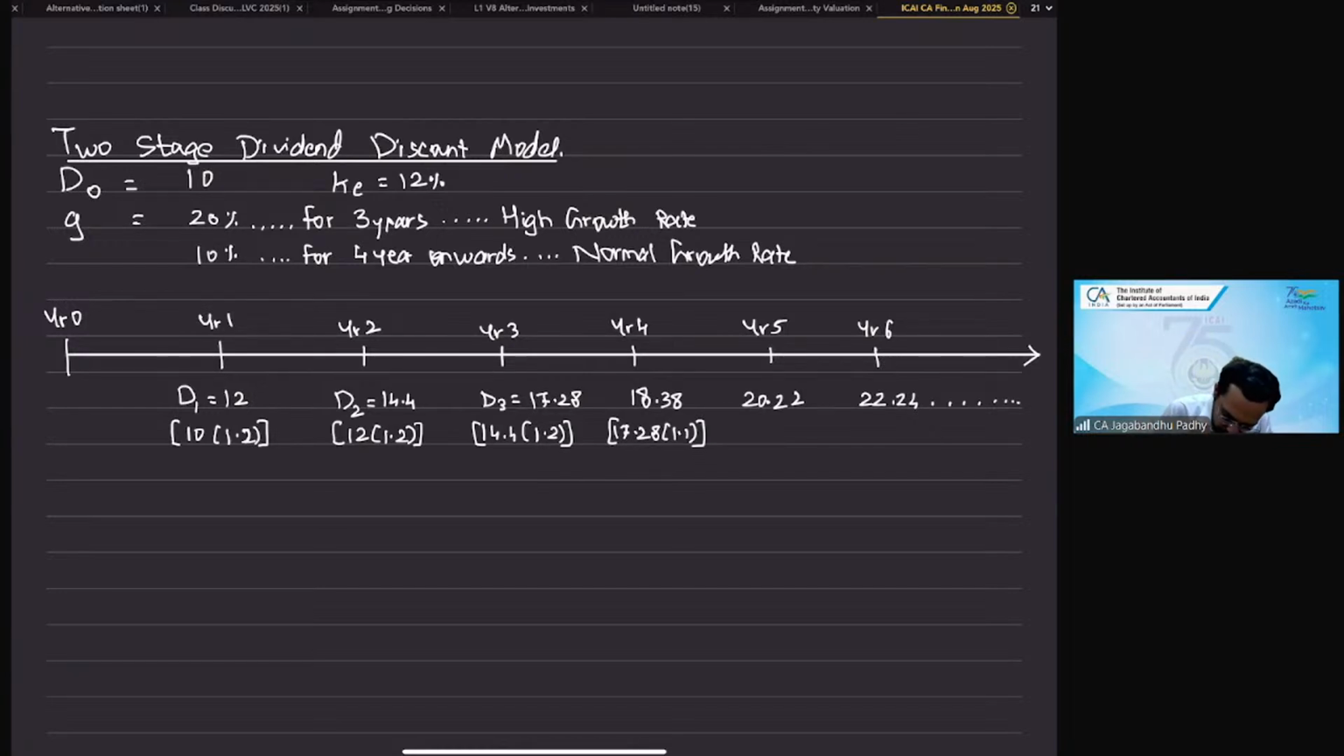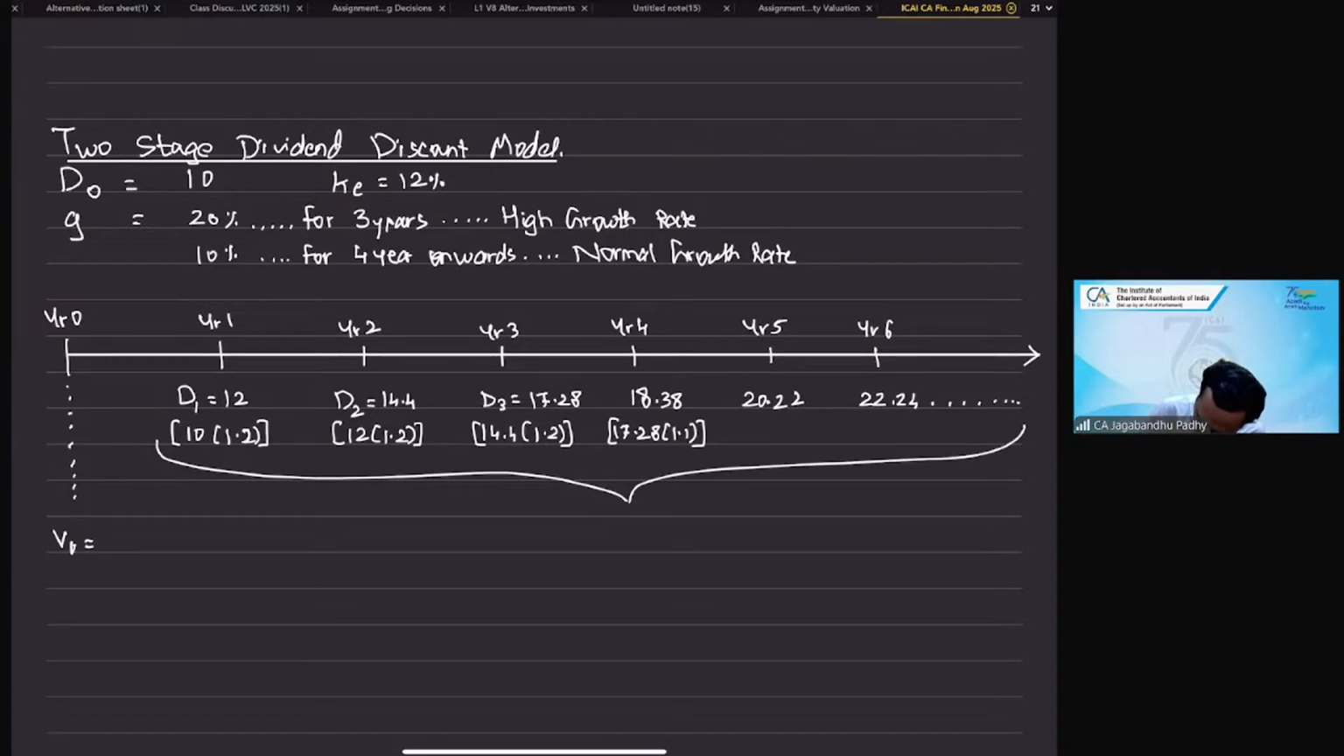So now when I want the value of the share standing in year 0, can I say it's just going to be the present value of all of this, right, guys? So value in year 0 is just going to be the present value of all of this up to the year 0 level. Now, how do we get this present value? That is the real challenge that we are essentially thinking of.